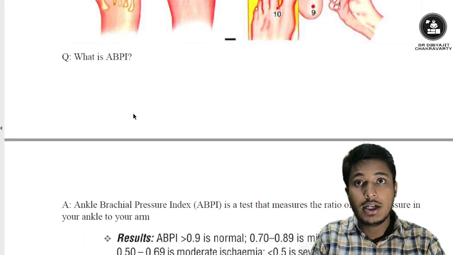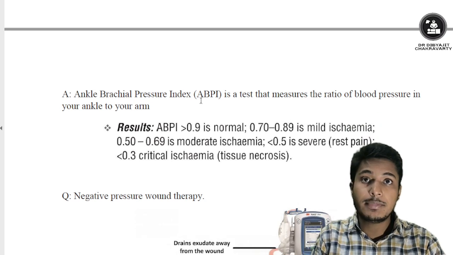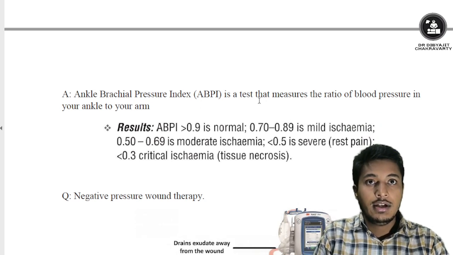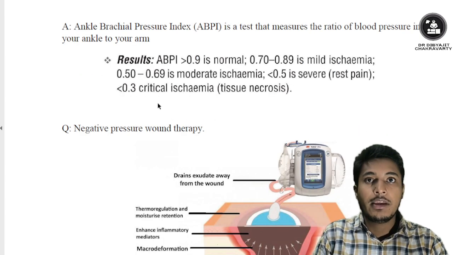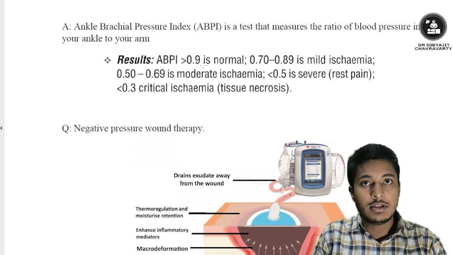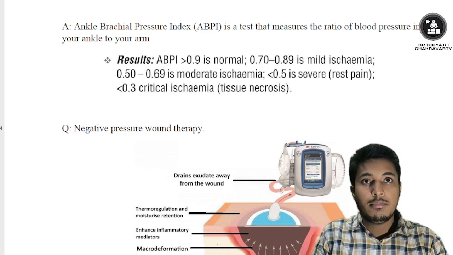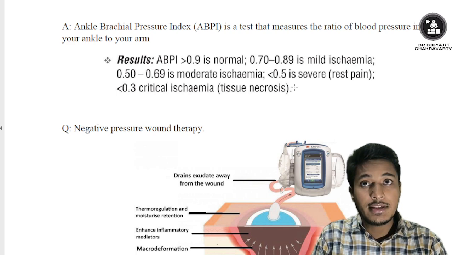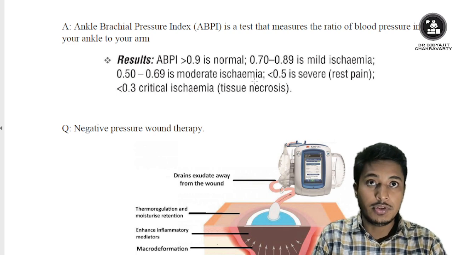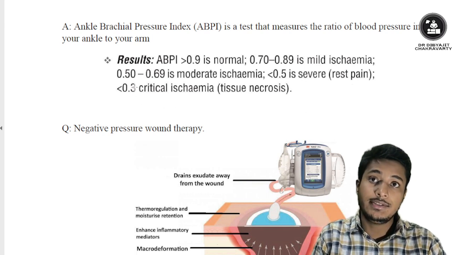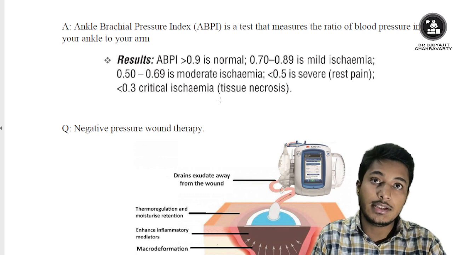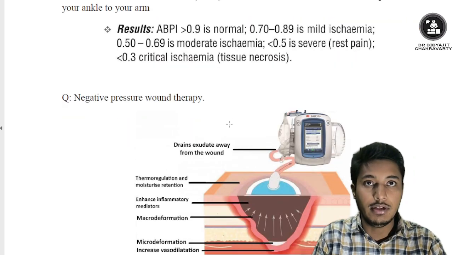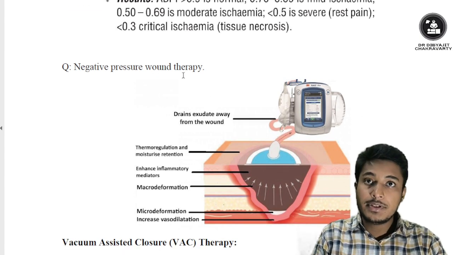One may be asked about the ABPI. It is nothing but the ankle brachial pressure index. It is a test that measures the ratio of blood pressure in your ankle to your arm. Usually, normal ABPI is more than 0.9. 0.7 to 0.89 is mild ischemia. 0.5 to 0.69 is moderate ischemia, and less than 0.5 is severe, that is the rest pain. And if it is less than 0.3, that is considered as critical ischemia, that is, tissue necrosis has already developed.